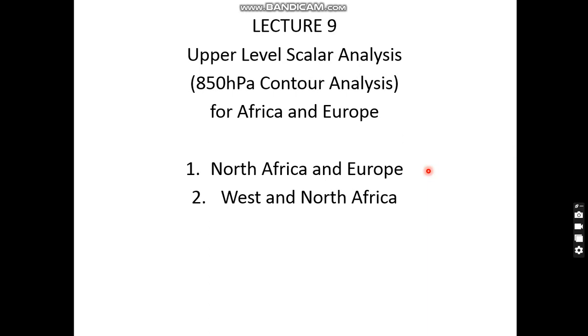Good day. We've now come to lecture number 9, which concerns upper level scalar analysis, precisely for the 850 hectopascal level for Africa and Europe. And this is geopotential contour analysis. We are doing it in two phases: for North Africa and Europe, and then for West and North Africa. This is the map of Africa and Europe at 850 hectopascal level, the geopotential height contour map for Africa and Europe on the 27th of February 2013 at 1200 GMT.